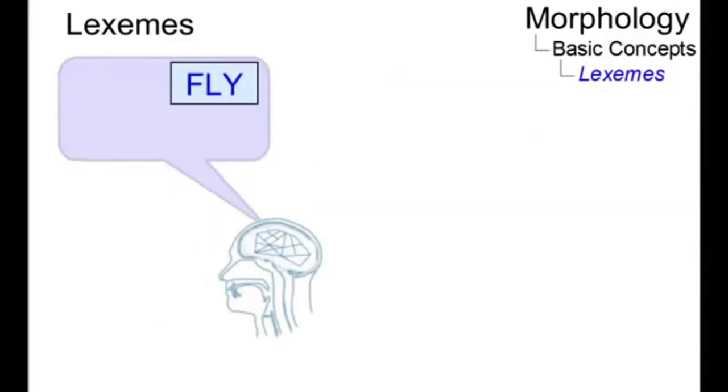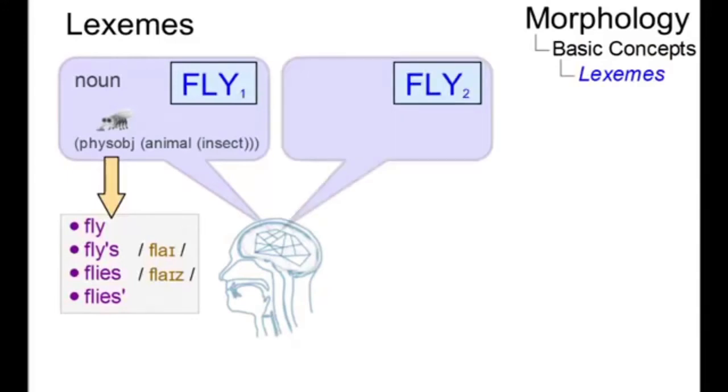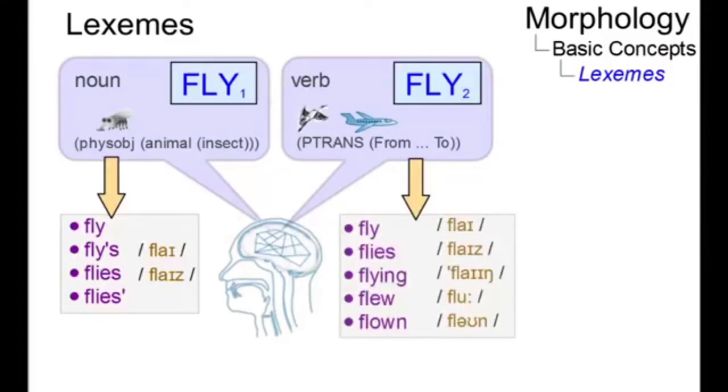And like all lexemes, fly belongs to a particular syntactic category. It has a certain meaning, and, in synthetic languages, it has a corresponding inflectional paradigm which lists its inflectional realizations. Note that there is a second lexeme fly, which belongs to the category of verbs and involves, in whatever interpretation, the meaning of physical transfer from one location to another, and it has its own inflectional paradigm too.